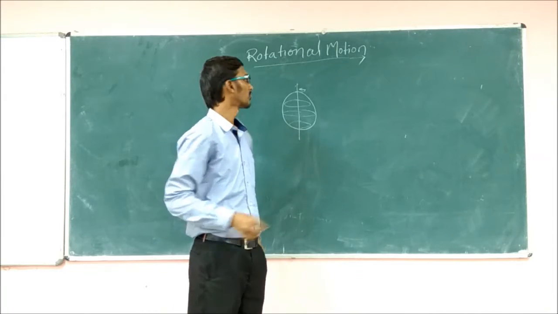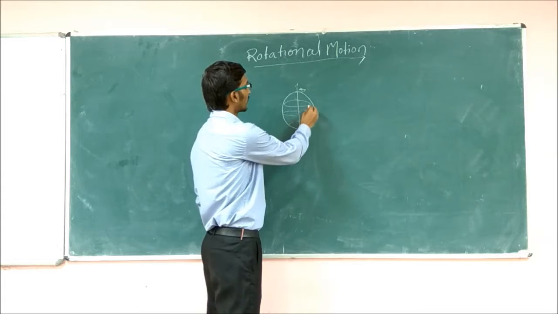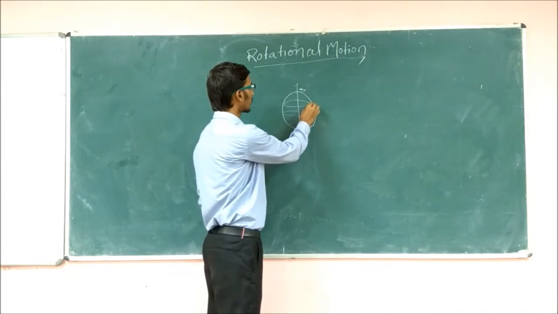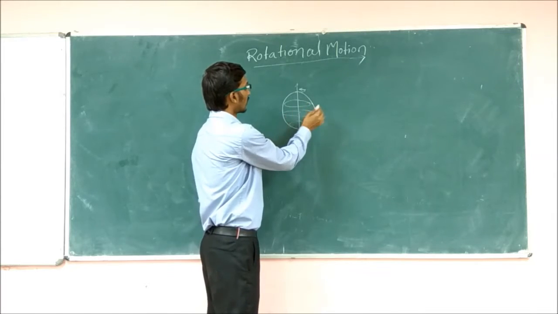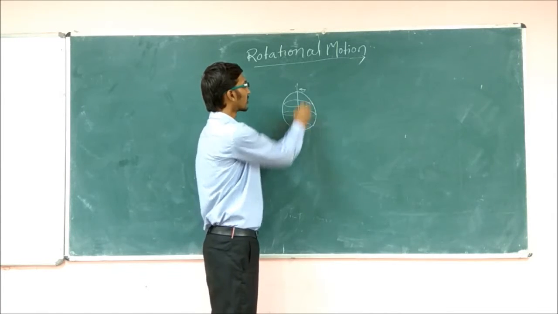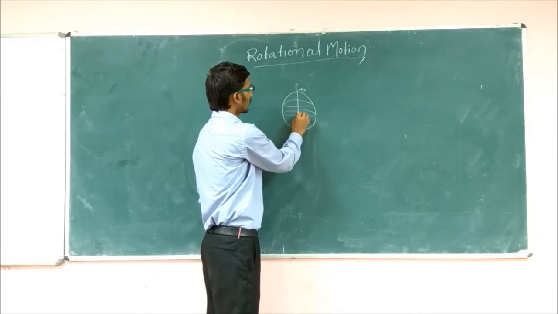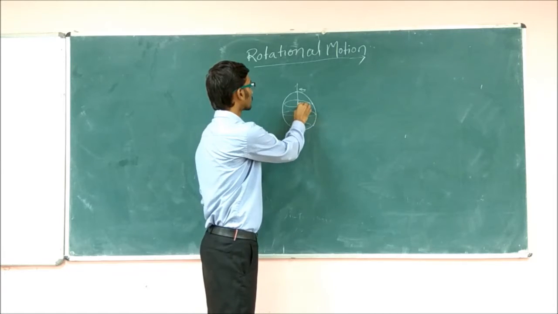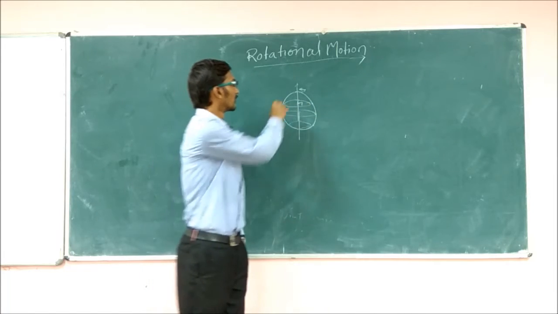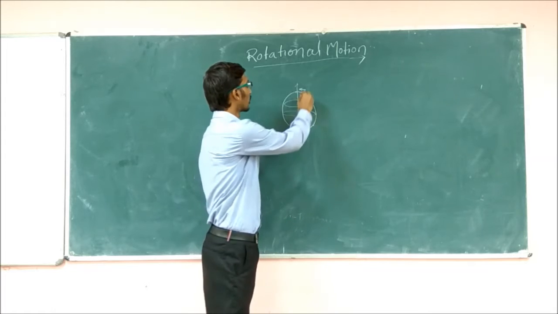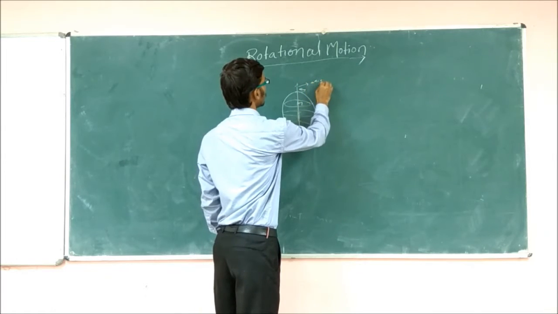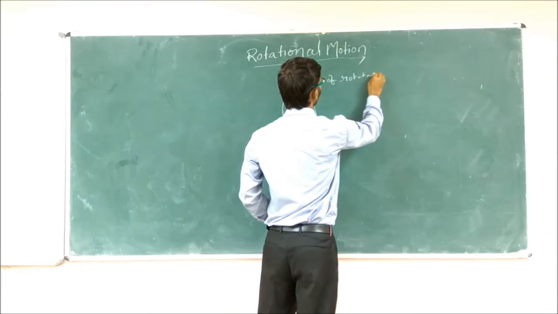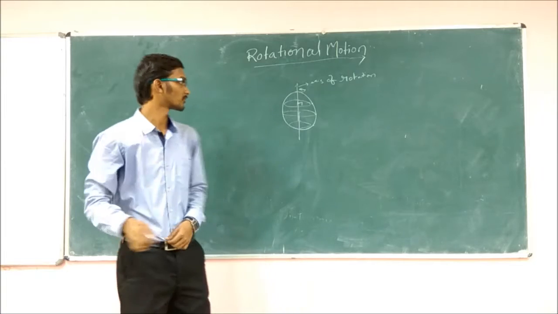So what is the definition of rotational motion? Consider a rigid body, and if you take each and every point on the rigid body, it should move in a circular motion, and all the circular paths should have their centers on a fixed line, and the planes of the circles should be perpendicular to the axis of rotation. And this straight line is known as the axis of rotation.